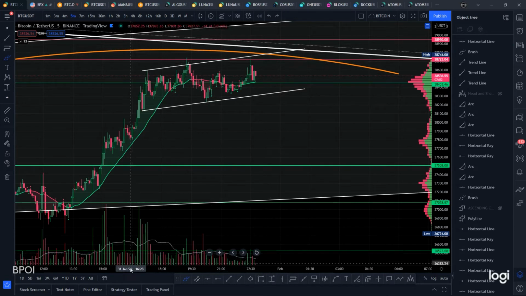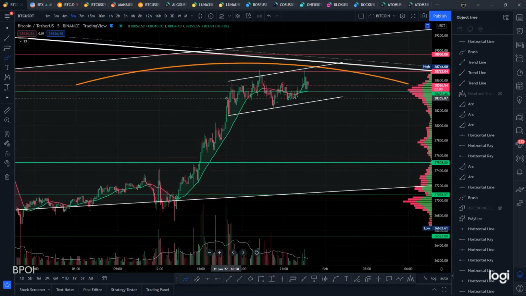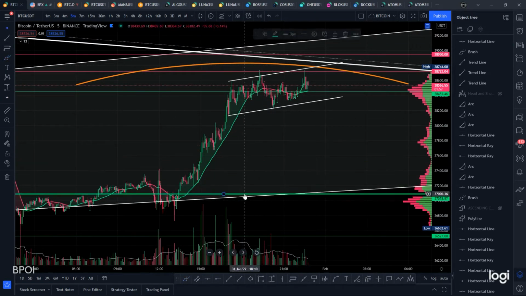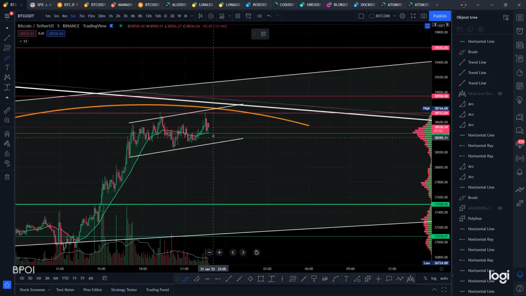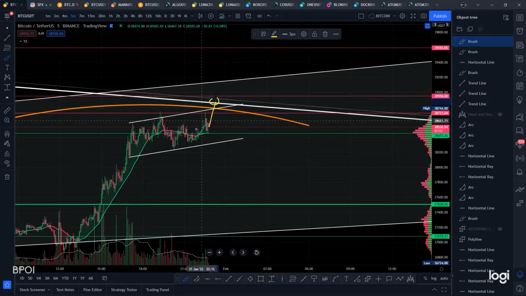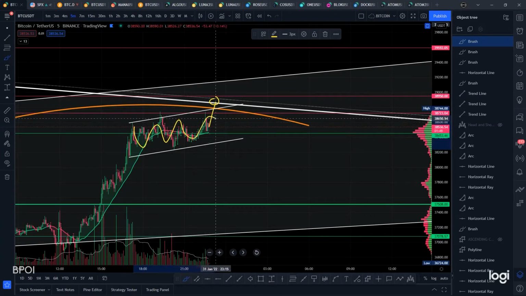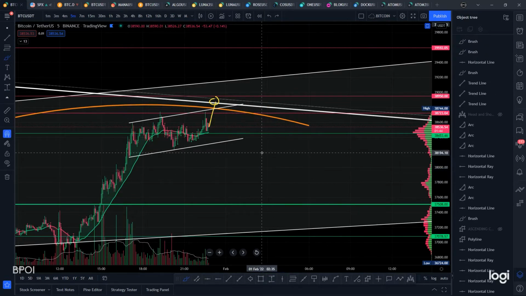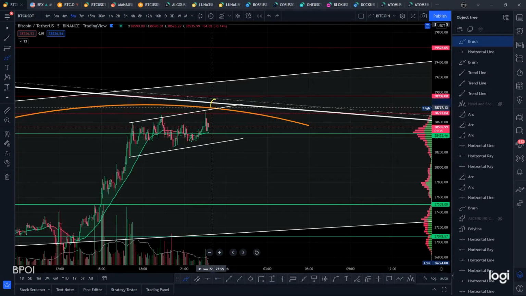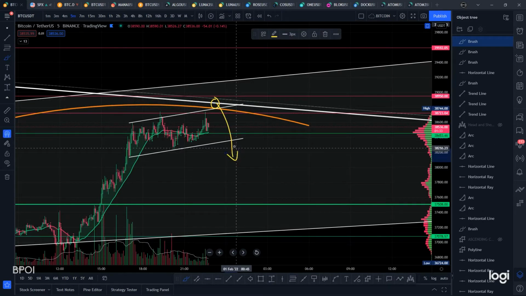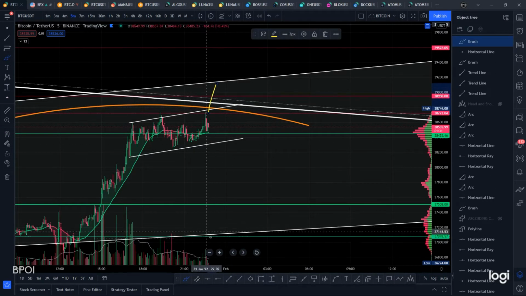So what am I expecting? Very difficult to say, to be fair. I would like to see a test of this upper trend line within the next few hours, ideally. I think the longer we continue in this pattern, the more likely we are to break down. So ideally we need to see a break up out of this pattern, a test of this trend line, and then see what happens. Are we going to get rejected, in which case we would see a move down, or are we going to break out if we can get the volume?